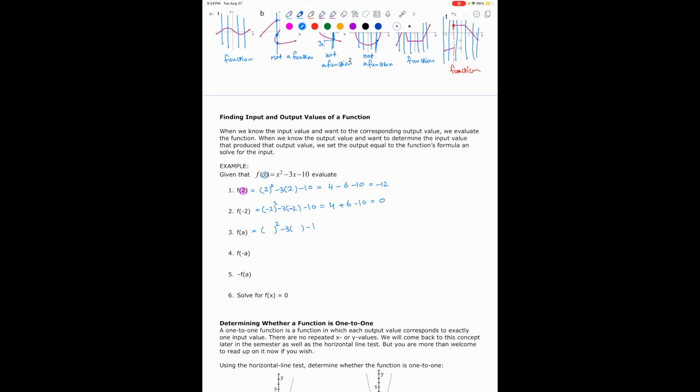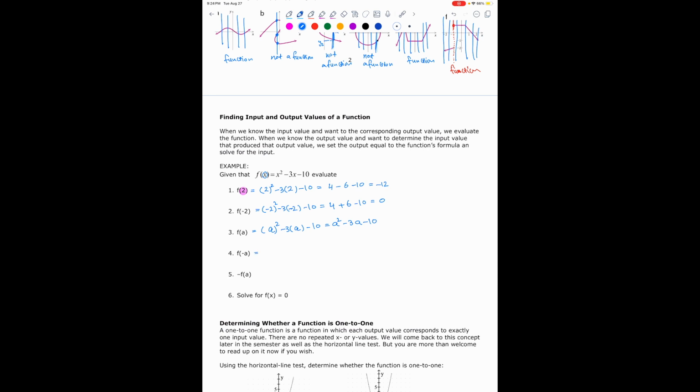When we have a variable instead of the number, we do the same exact process. We open the parentheses, keep the minus 10, and then we place the variable inside. I know that a squared is a squared. Negative 3 times a is negative 3a minus 10. Notice we don't have any like terms here, so we're going to keep this as it is. It is the simplest form.